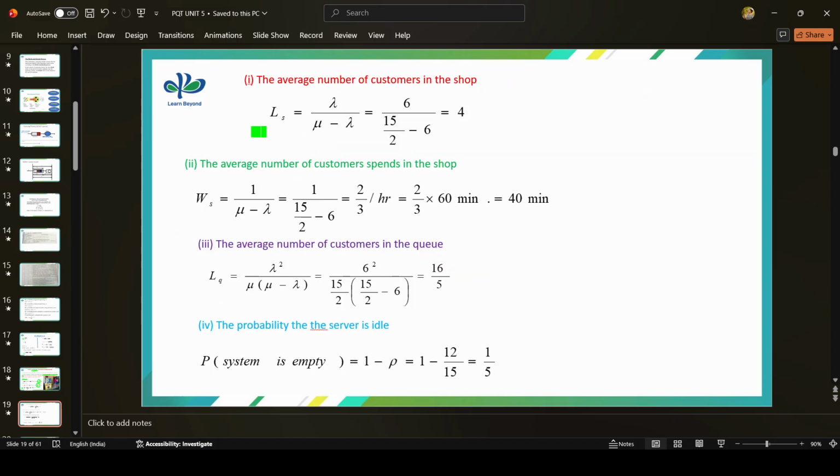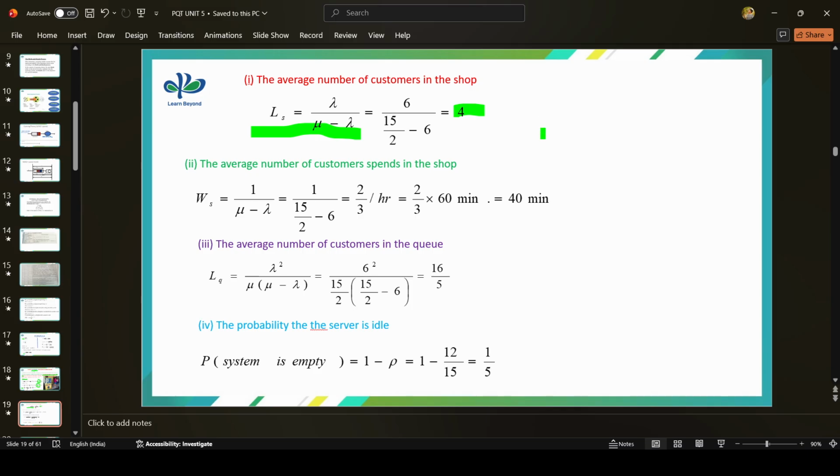So what is the formula? Lambda divided by mu minus lambda is the formula to find the average number of customers in the shop. So LS is equal to 6 divided by 15 by 2 minus 6, which is equal to 4. We already know the lambda and mu values, just substitute them in this formula. So normally there are 4 customers in the shop.